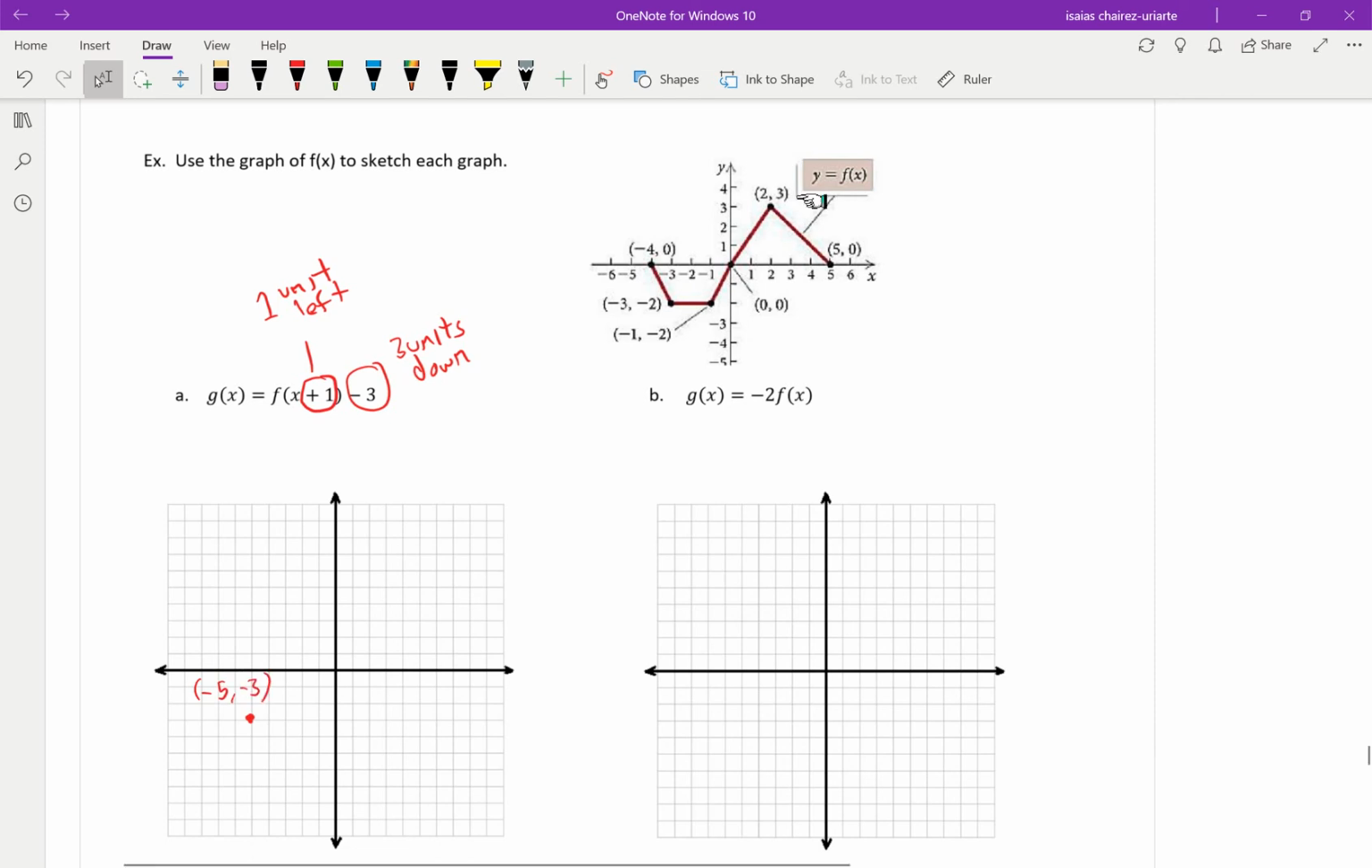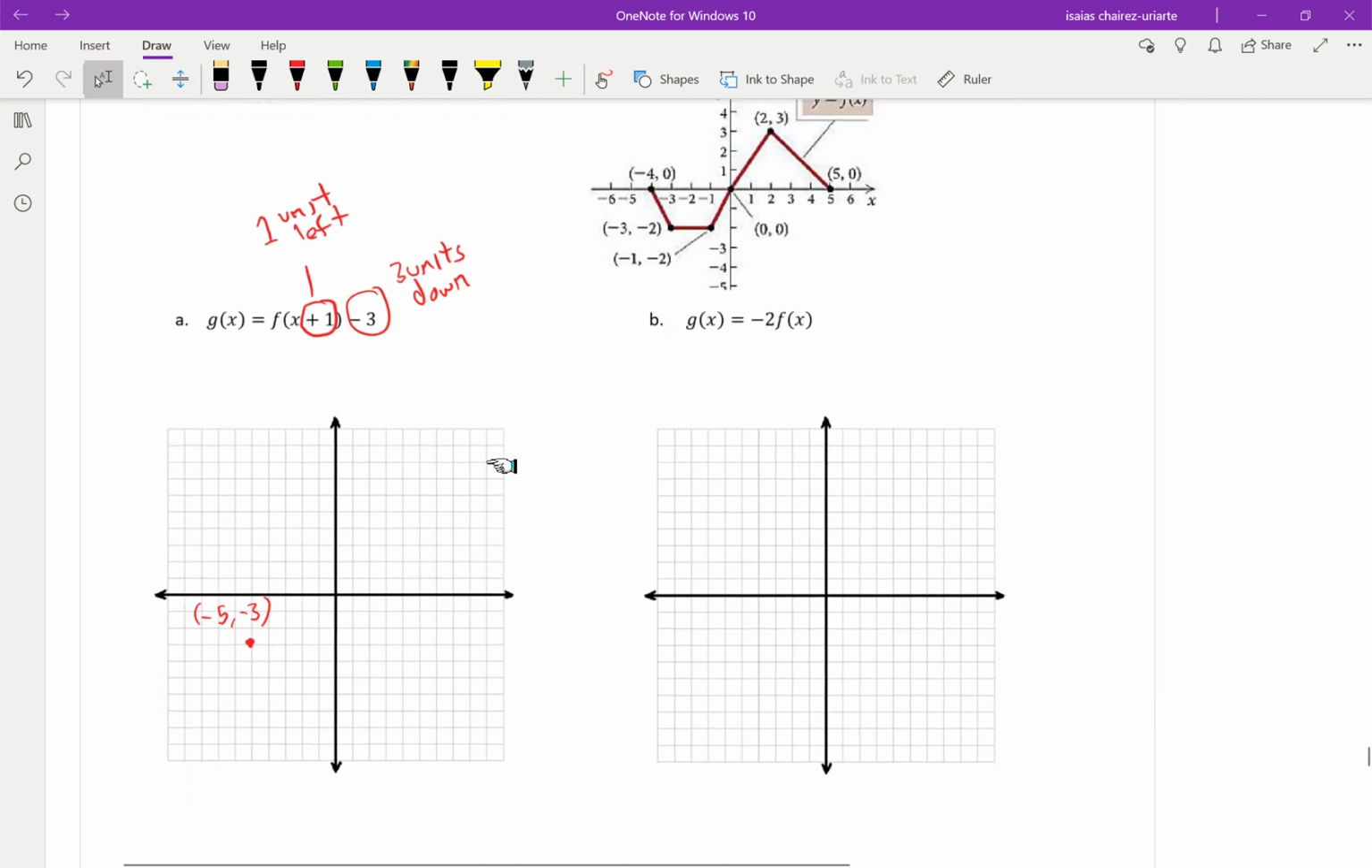All right, where does this point go? Negative 3, negative 2. And remember, you had to go 1 unit left and 3 units down. So I think its new coordinates should be negative 4 comma negative 5. So I think that puts it right there. That is now negative 4 comma negative 5.